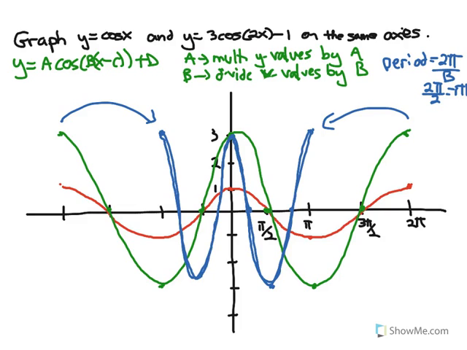Then the last move I will do in orange is our d value. There is no c value, so with d we just add or subtract d to the y values. And we do this last. So this is just the vertical shift. We're literally just bringing every point down by 1. And so the new graph looks like this.